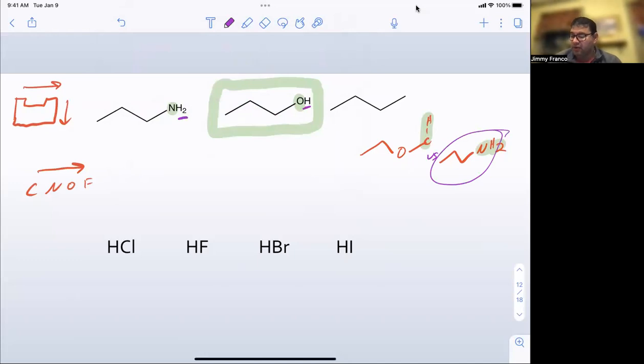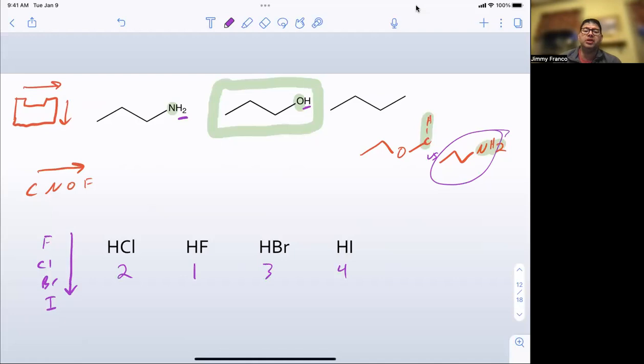Same thing for the bottom one. If we're looking at our periodic table, it goes fluorine, chlorine, bromine, iodine. And remember, we also get more acidic as we go down the periodic table. So if we rank these, this would be the most acidic, second, third, fourth.